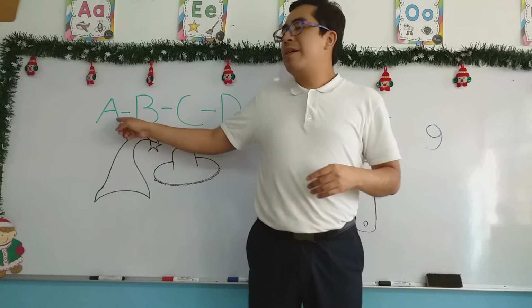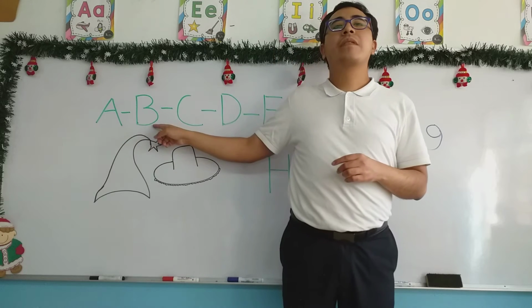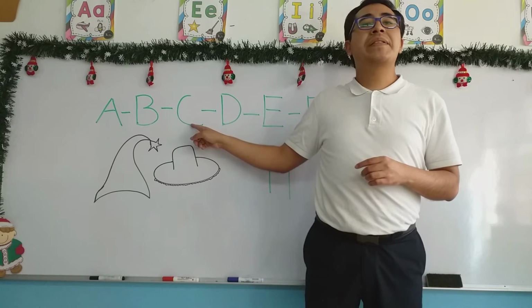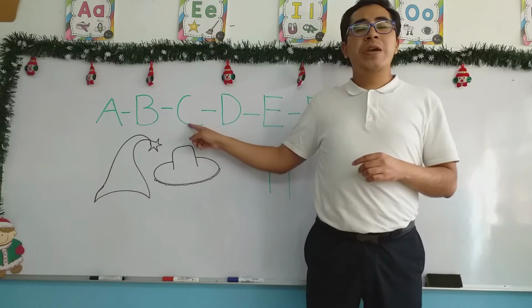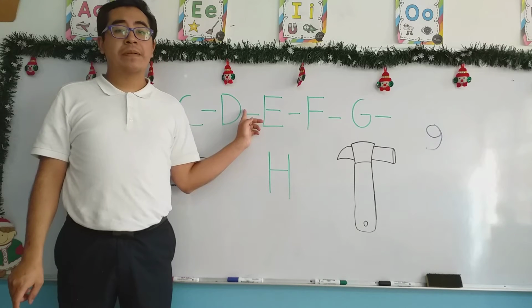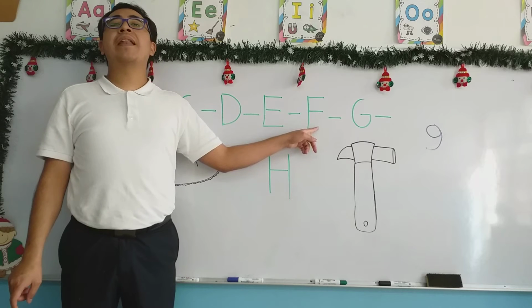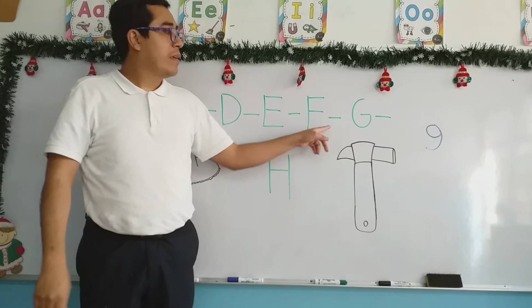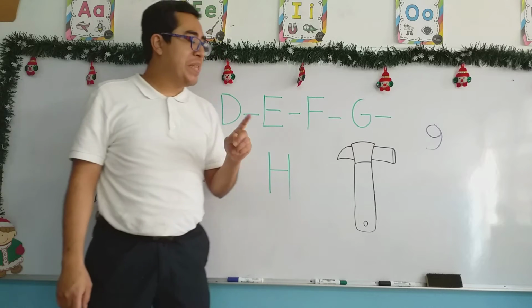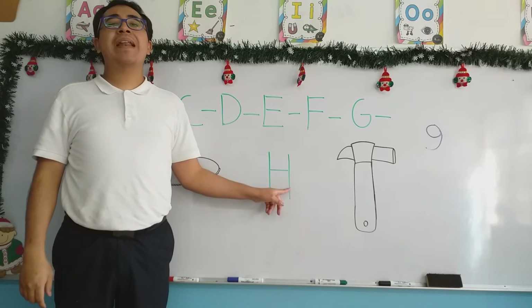Let's start. Capital A. Ambulance. Capital B. Banana. Capital C. Coin. Capital D. Dragon. Capital E. Elephant. Capital F. Fish. Capital G. Girl. Grandmother. And capital H. Once again, una vez más, bien fuerte, capital H.